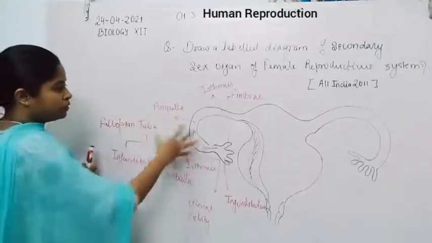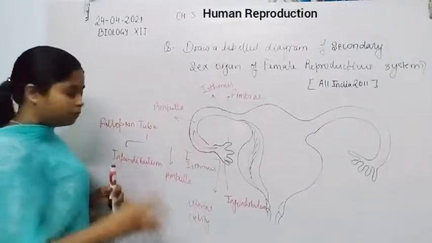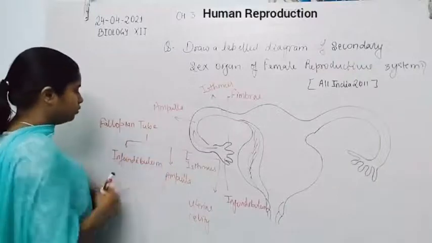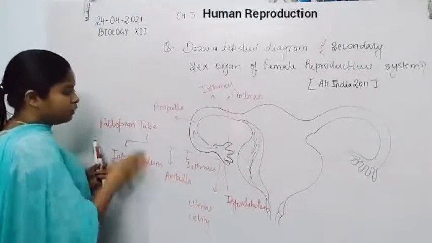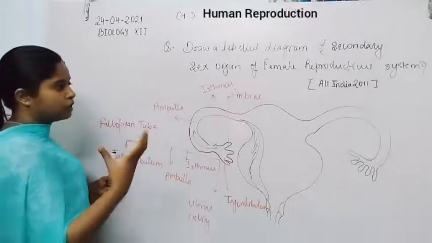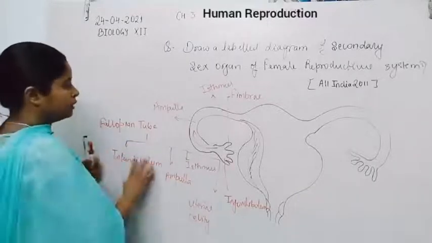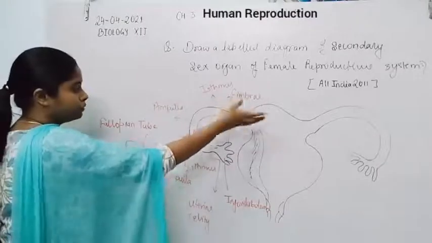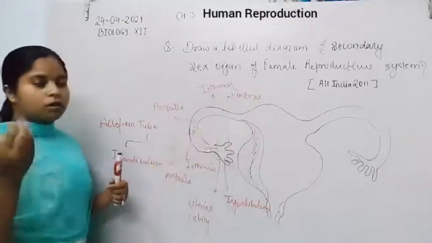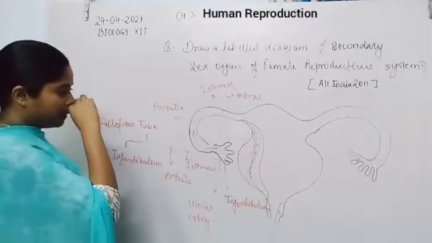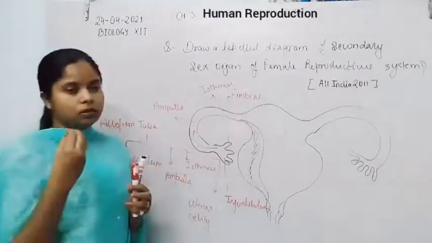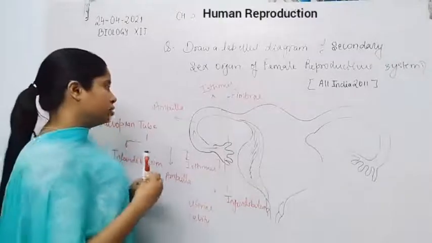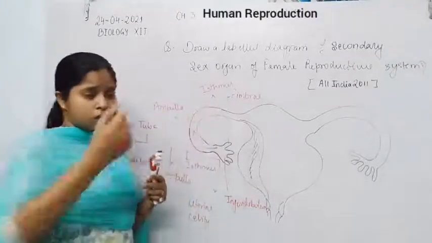But before this, we first discuss the functions of the structures of the fallopian tube. Now, the infundibulum gives rise to finger-like projections known as fimbriae, which catch the ovum released by the ovary. The ampulla is a long tube-like structure, and the isthmus is a thin tube structure.